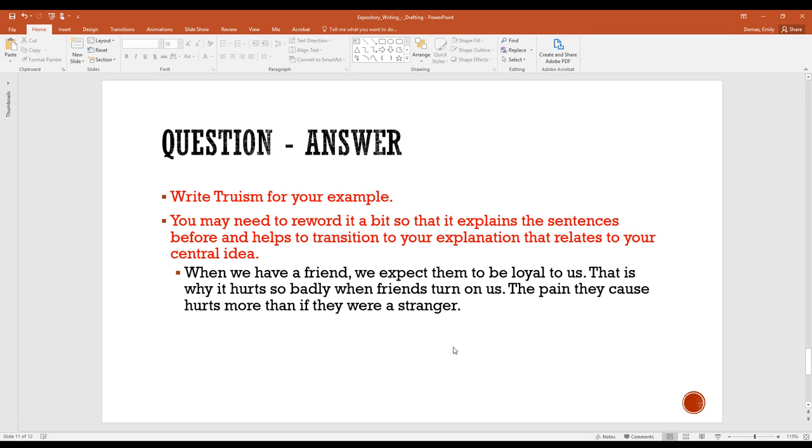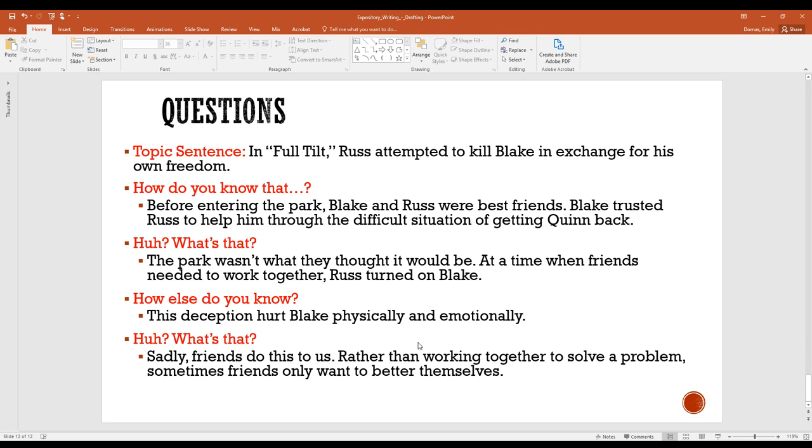You could do question answer. Write a truism for your example. You may need to reword it a bit so it explains the sentences before and helps to transition to your explanation that relates to your central idea. When we have a friend, we expect them to be loyal to us. That is why it hurts so badly when friends turn on us. The pain they cause hurts more than if they were a stranger. So that first sentence is my truism. Right? That's a truth. We all expect them to be loyal to us. Then from there, I took that truism and was able to write about it. Again, make sure you reword it. You're not saying the same exact truism, and you're writing in a paragraph versus your conclusion.